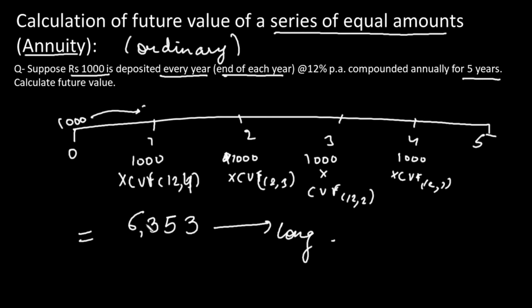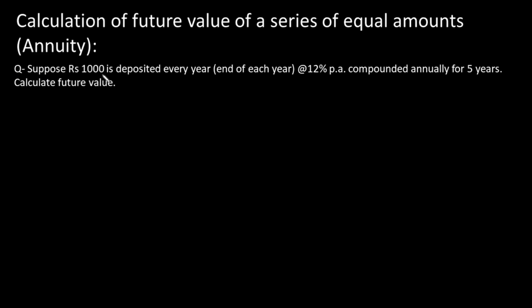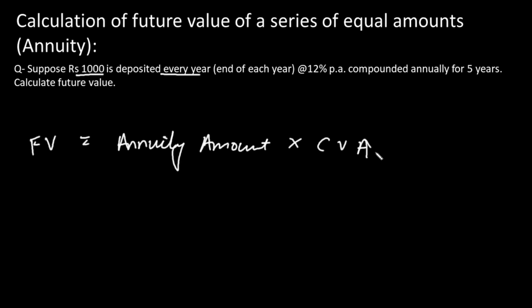So we have a formula for annuity also. So whenever the amount is deposited every year and there is no single amount, there are multiple amounts. So उसका formula होता है future value is equal to annuity amount into CVAF R and N. So CVAF has its separate table A2, I suppose. And it's the same as CVF table, but it's used for annuity. Okay, A here stands for annuity.